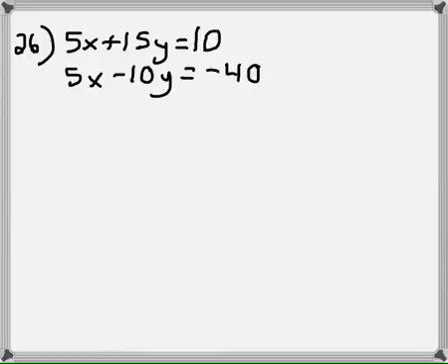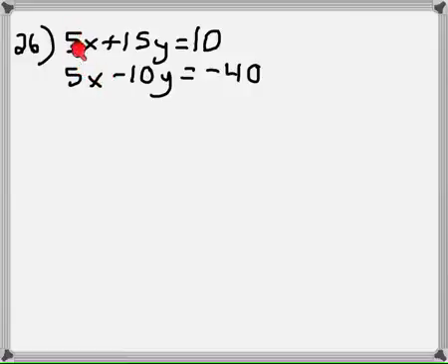Now we're looking for a hallelujah problem. Hallelujah problem means that as soon as I add these together, I'm going to get some zeroing out. Well, here 5x plus 5x, what does that equal? If you said 10x, you're correct. 15y plus negative 10y. What's 15 plus negative 10? If you said 5, you are correct, 5y.